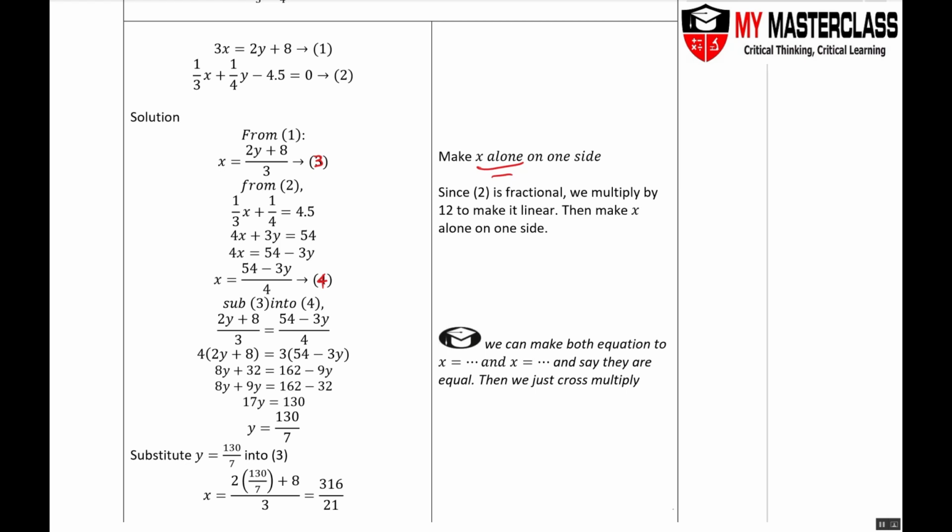From there, simplify and solve for your value of y. Because you have a fraction on both sides, multiply the fractions over to each side. Then simplify, and you end up with 8y plus 32 equals to 162 minus 9y. Bring all your y terms to one side, all your constants to the other side. You end up with 17y equals to 130. y equals to 130 over 17.